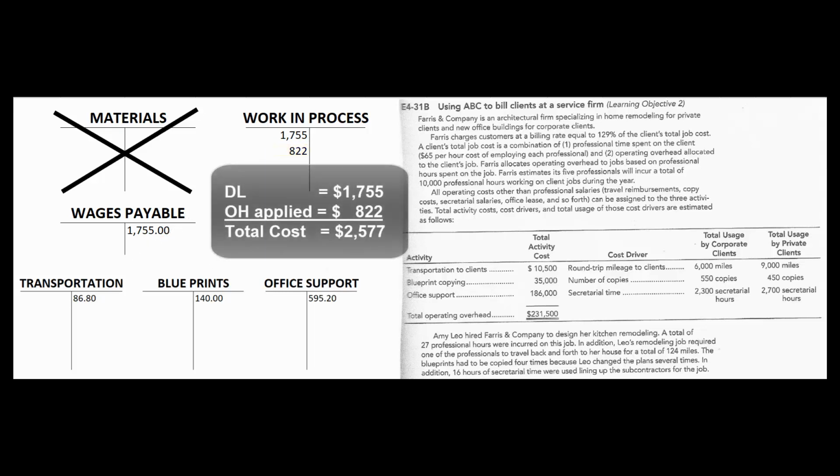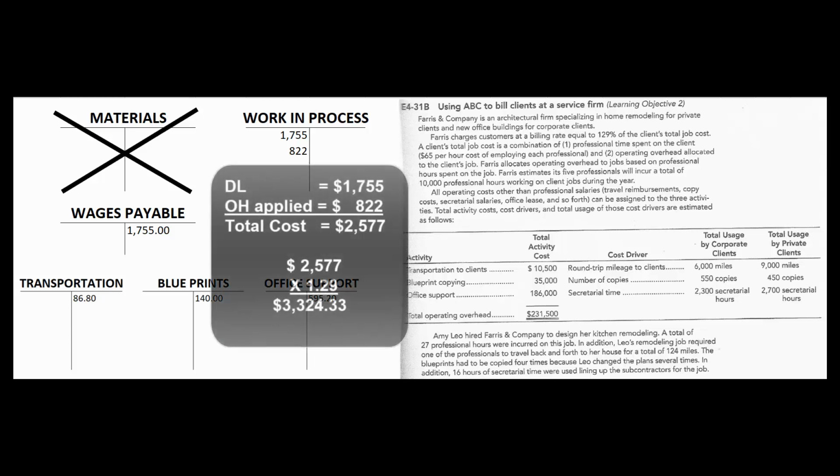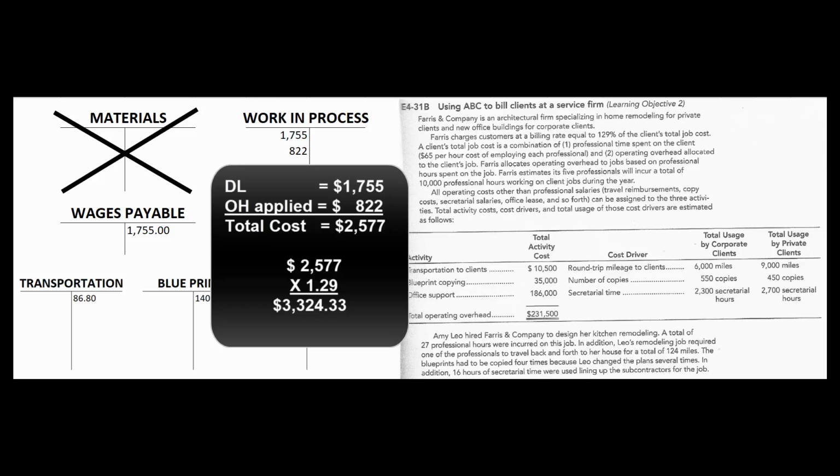You add that $822 to the $1,755 of wages, and you get a total cost of the job of $2,577. Multiply that times 1.29, and we bill this client $3,324.33.